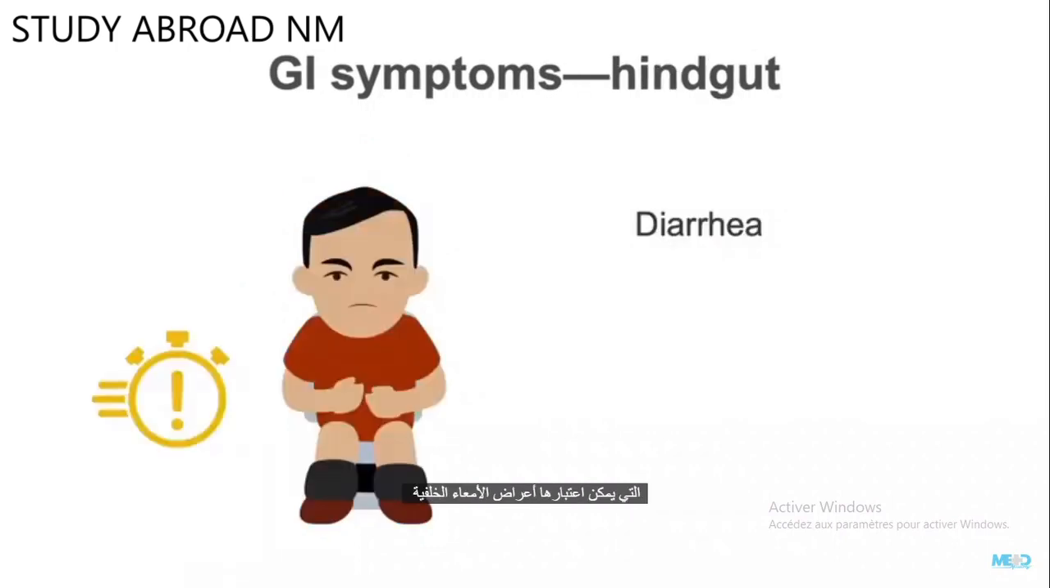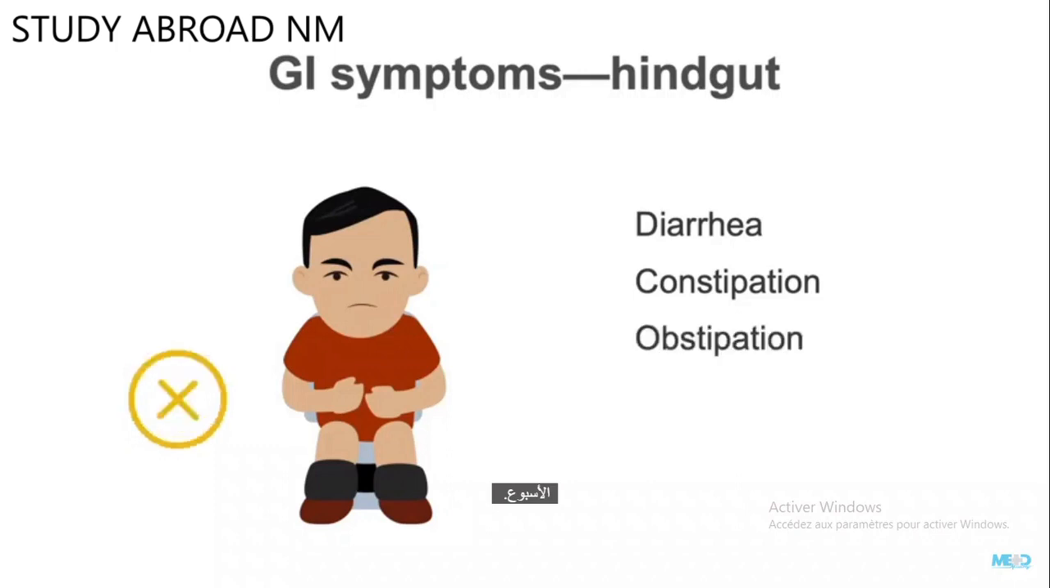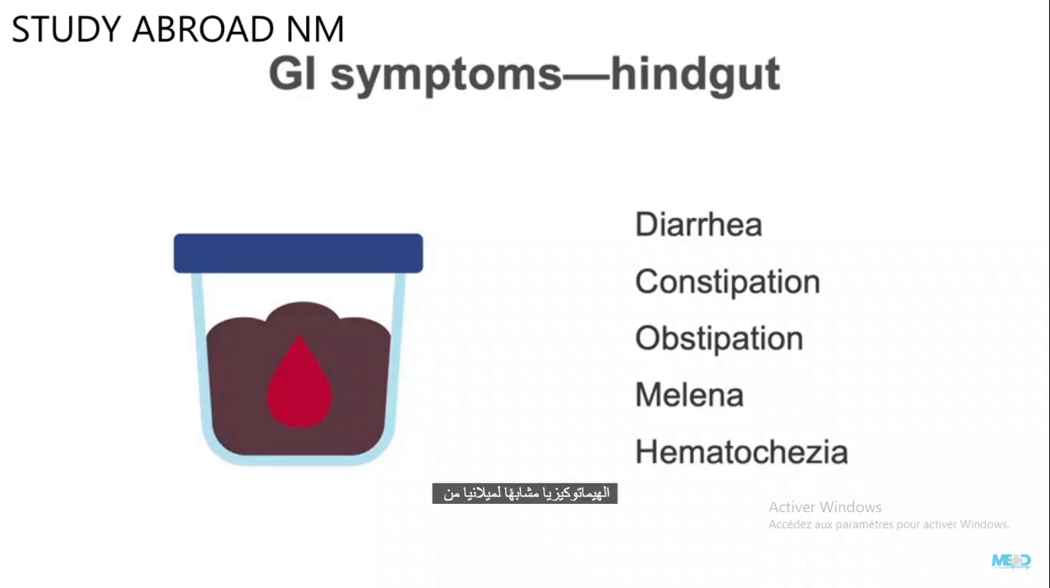Symptoms that may be considered hindgut symptoms include diarrhea, constipation, commonly defined as fewer than 3 bowel movements per week, obstipation, the inability to pass stool or gas, and melena, the passage of dark tarry stools, which commonly comes from an upper GI source. But it is important to mention here that it can be due to GI bleeding anywhere in the GI tract. The passage of bright red blood per rectum, or hematochezia, is similar to melena in that it can come from anywhere in the GI tract, often a lower source. As a note, the most common cause of a lower GI bleed is from an upper GI source.